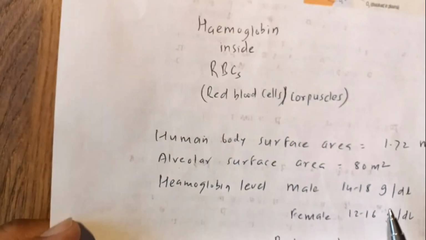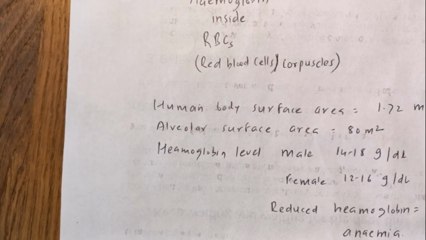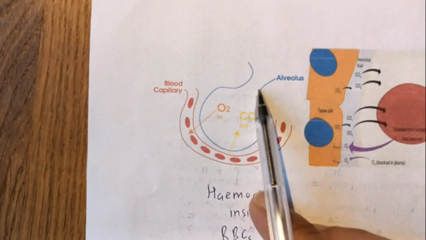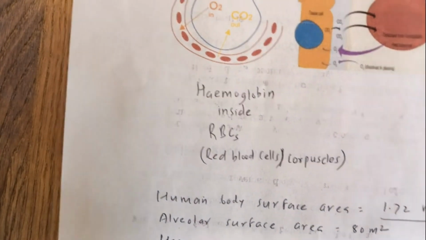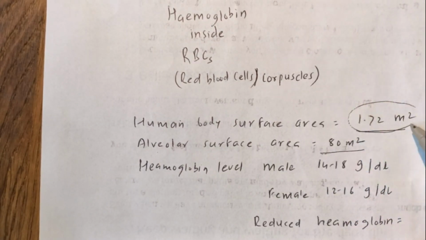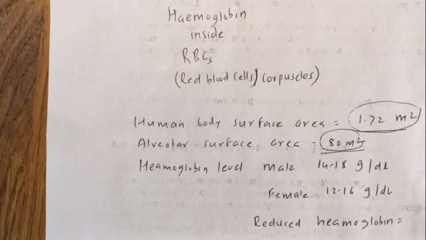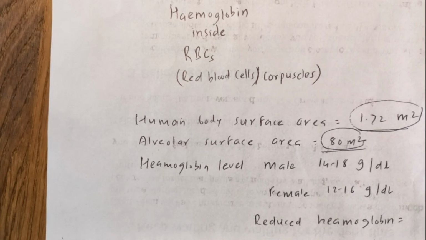Now the human body surface area is about 1.72 meters squared. That's the average in adults. It may be less or more in different people, but that's the average body surface area. Now the alveolar surface area, if we spread all the alveoli on a flat surface, is roughly equal to 80 meters squared. See, the whole body is 1.72, but the alveolar surface area is 80. It is so high in comparison to body surface area. That is why all the alveoli are squeezed together into a small organ called the lung.